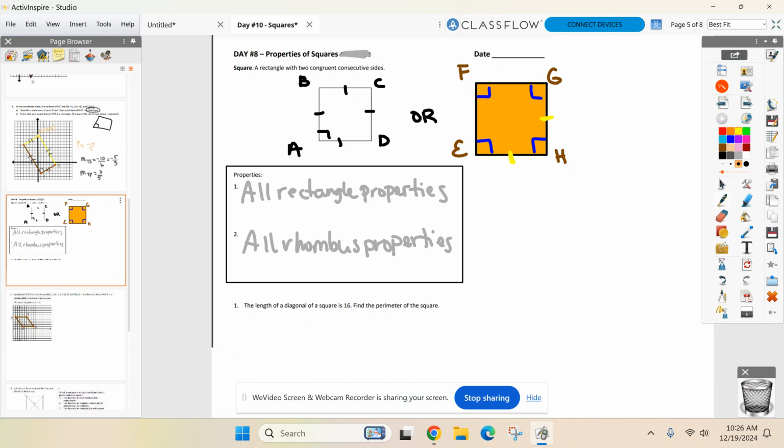So is everyone seeing how to make a square? You got to start with a rectangle or rhombus and show it's got a property from the other one. All right, big time there. Questions?